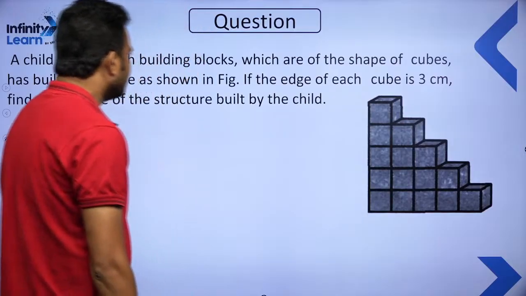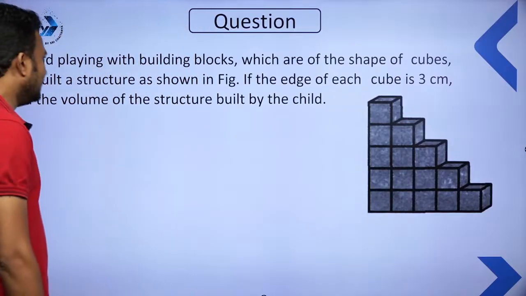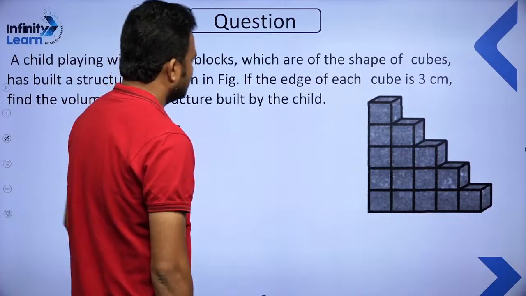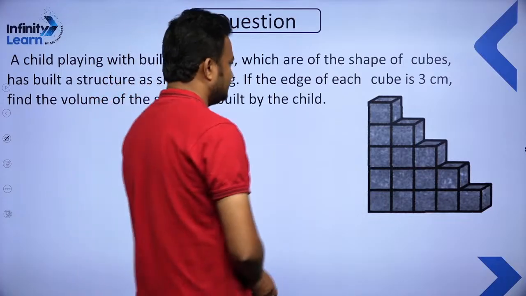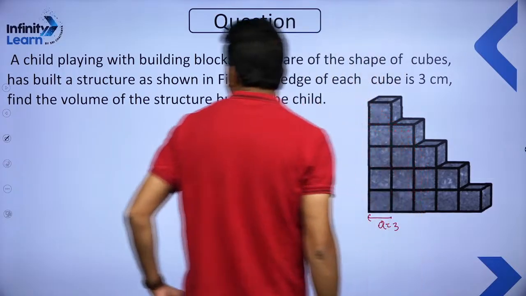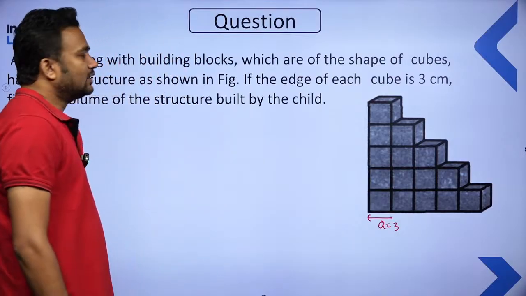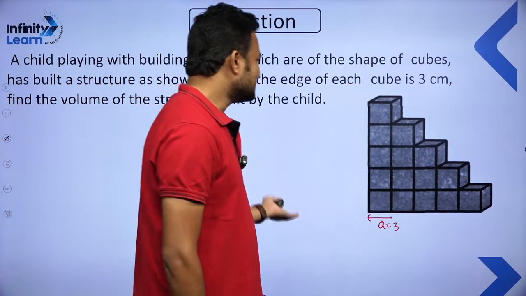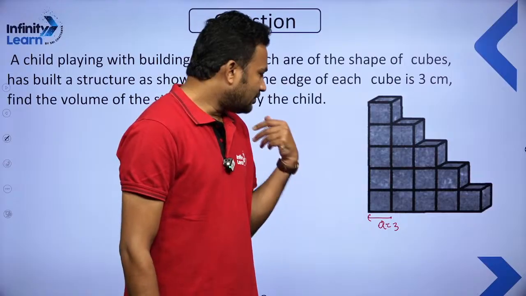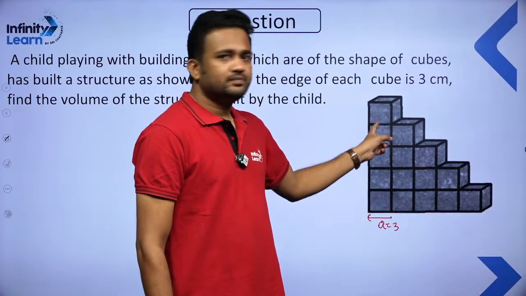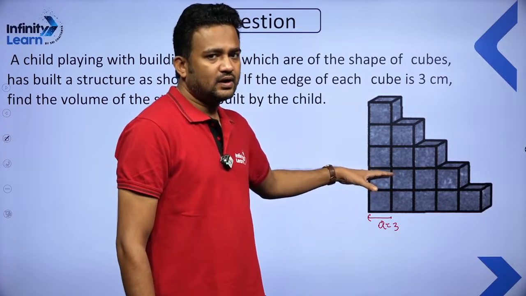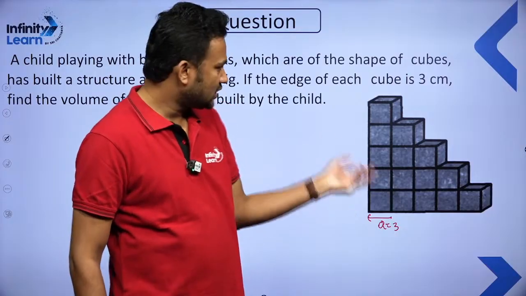Okay, so again this is an NCERT question. A child playing with building blocks which are of the shape of cubes has built a structure as shown in the figure. If the edge of each cube is 3 centimeter, means A is 3 centimeter, right? Find the volume of structure built by the child. So this is quite an easy question, right? So first of all, how will we do this? We have to find the volume, right? So what we will do, guys, simply we will count the number of cubes and we will find the volume of one cube. Since all cubes are same, we will multiply by the count. So let us count the number of cubes first.